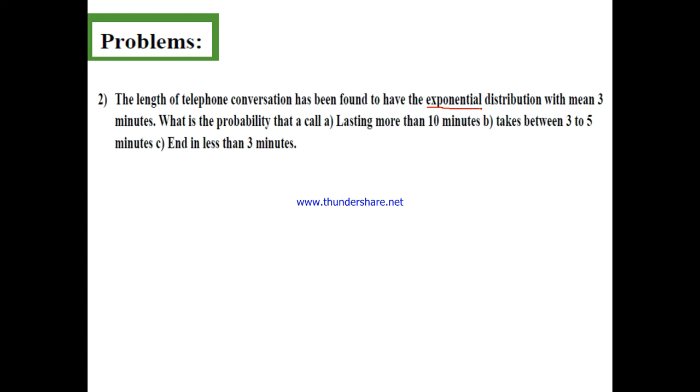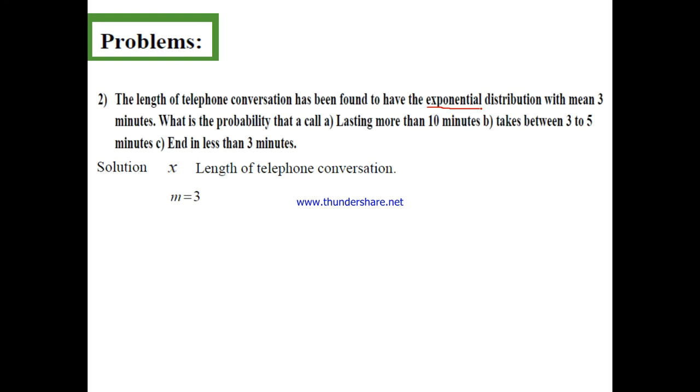For the first step in any probability problem, do write down the random variable, that is x. So x in this problem is the length of the telephone conversation. Further, they have given us the mean, which is 3.